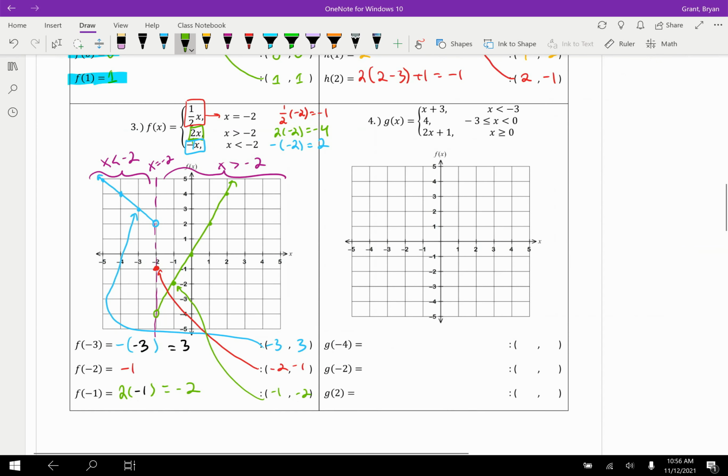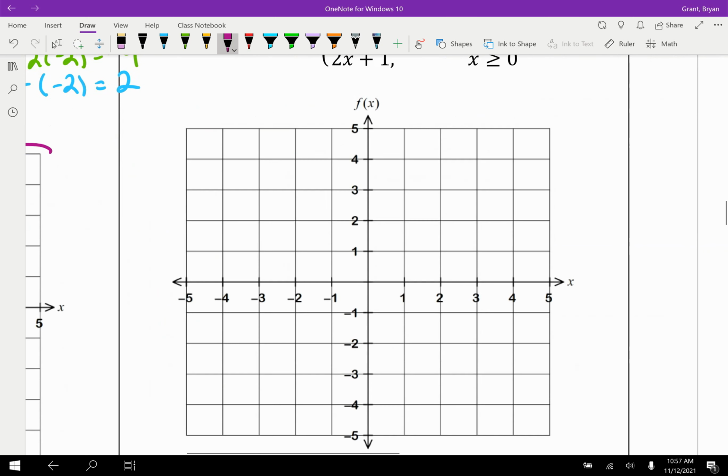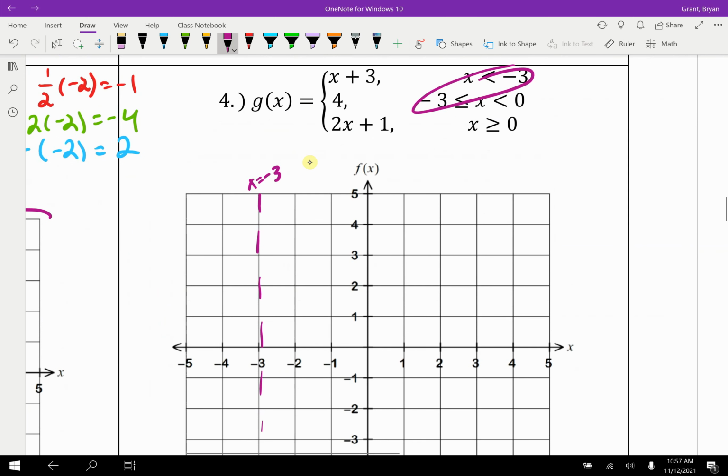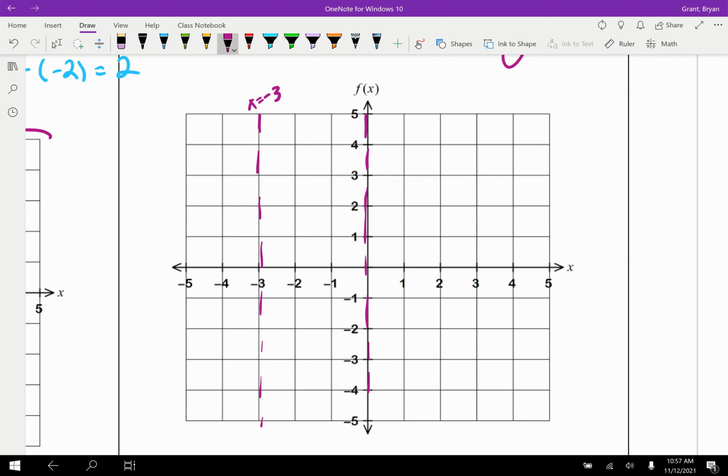Last one. 3 functions again, and it looks like this time we have 2 different domain restrictions. Tricky, tricky. Okay? One of them is going to be at negative 3, so let's go ahead and put this one. That's when x is negative 3. Okay? And the other is when x is 0. So that's right through the x-axis right here, and that's when x is 0.